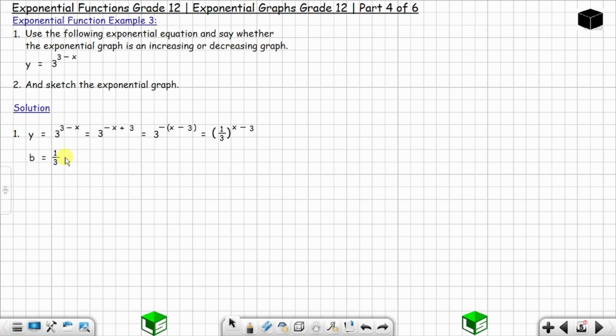Okay, so when the value of b is in between 0 and 1, right? This is between 0 and 1. This is 0.33, and you can see it is in between 0 and 1. Okay, if the value of b is in between 0 and 1, then the graph is a decreasing graph. Okay, but this is not final. You have to check for the value of a.